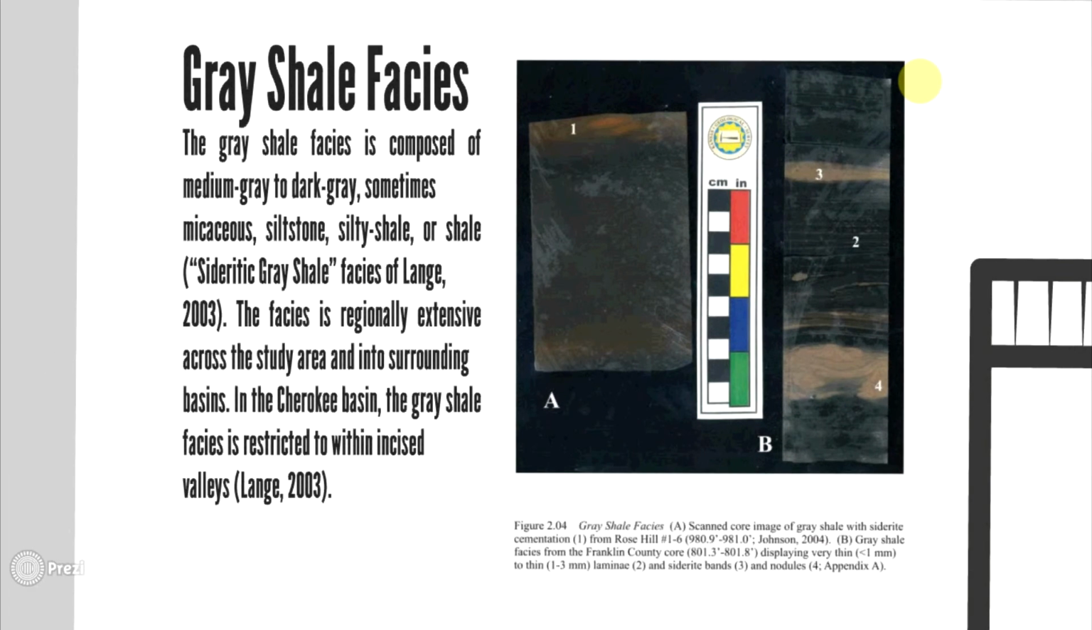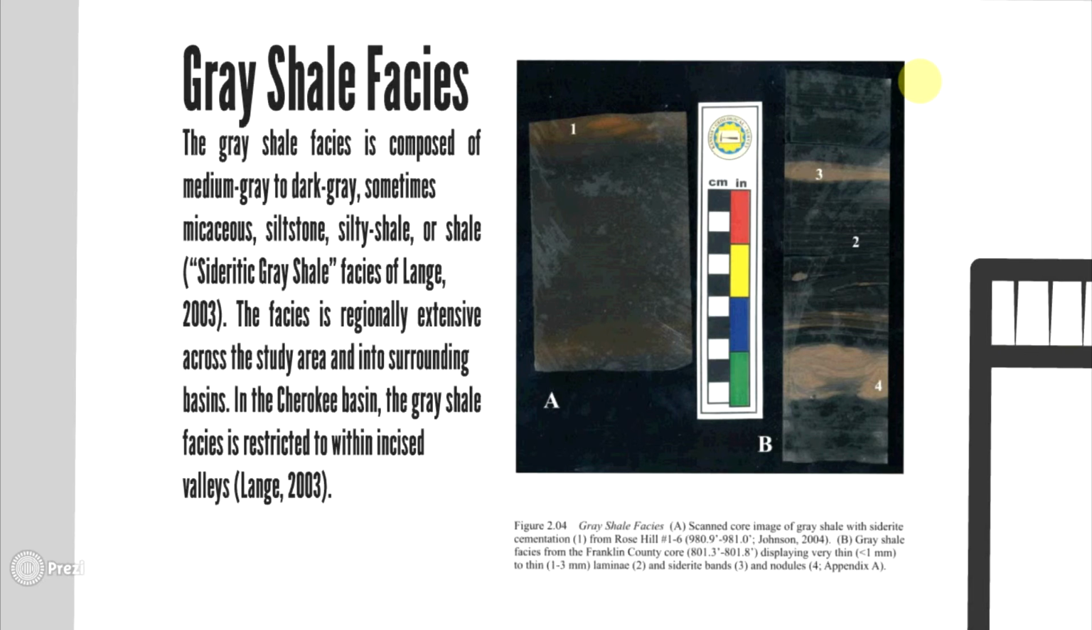The gray shale facies is composed of medium gray to dark gray, sometimes micaceous, siltstone, silty shale, or shale, equivalent to the siderite gray shale facies of Lynch. The facies is regionally extensive across the study area and into surrounding basins. In the Cherokee Basin, the gray shale facies is restricted to within karst valleys. In the Bourbon Arch study area, the gray shale facies is widely distributed.